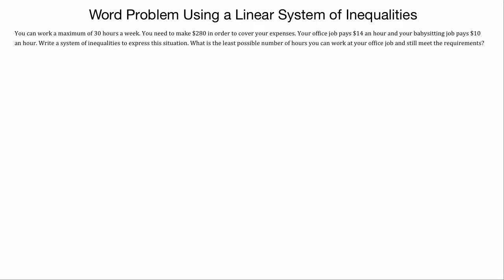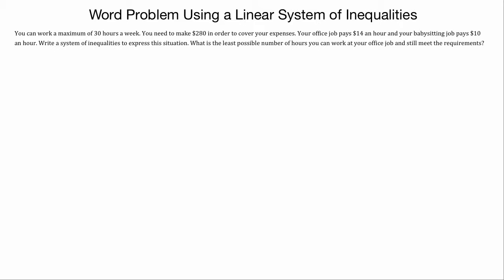Alright, so here's the problem. You can work a maximum of 30 hours a week. You need to make $280 in order to cover your expenses. Your office job pays $14 an hour and your babysitting job pays $10 an hour. Write a system of inequalities to represent this situation. What is the least possible number of hours you can work at your office job and still meet the requirements?